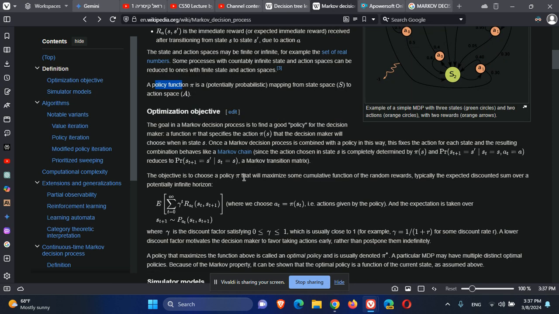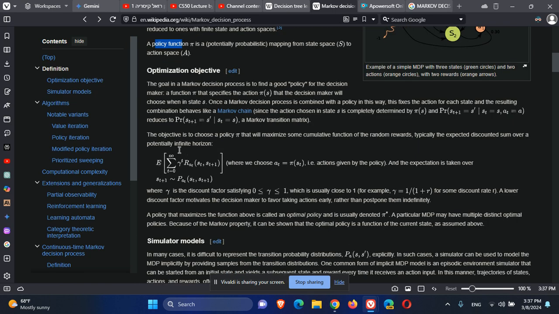The objective is to choose a policy pi that will maximize the cumulative function of the random rewards, typically the expected discounted sum over a potentially infinite horizon. This basically says what the goal of our policy pi is: to maximize this sum of the rewards with a discount factor, gamma, where we choose A_t to be pi(S_t), meaning we choose the actions according to the policy, i.e. the action given by the policy, and the expectation is taken over S_{t+1} from the transition probability to the next step. Gamma is the discount factor satisfying gamma between 0 and 1, which is usually close to 1. For example, gamma equals 1 over 1 plus r. Note, interestingly, we can take it relative to r, for some discount rate r.